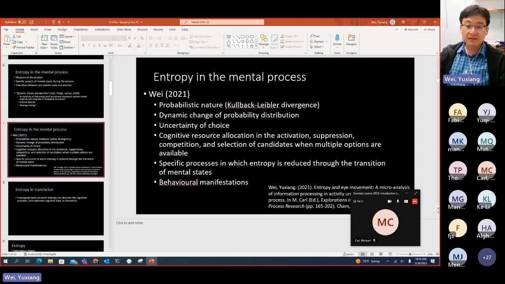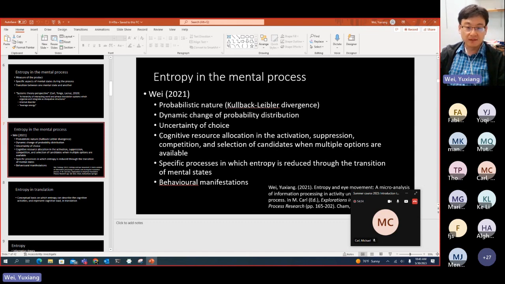Very briefly, this divergence is a comparison of two probability distributions. So it describes the difference between two probability distributions. In this discussion, it will also look at the dynamic change of probability distribution as the mental process proceeds. Rather than looking at the distribution itself, it looks at the dynamic change. Mathematically, that represents the uncertainty of choice. So by looking at the dynamic change, it also sheds light on the gradual reduction of uncertainty level in the mind.